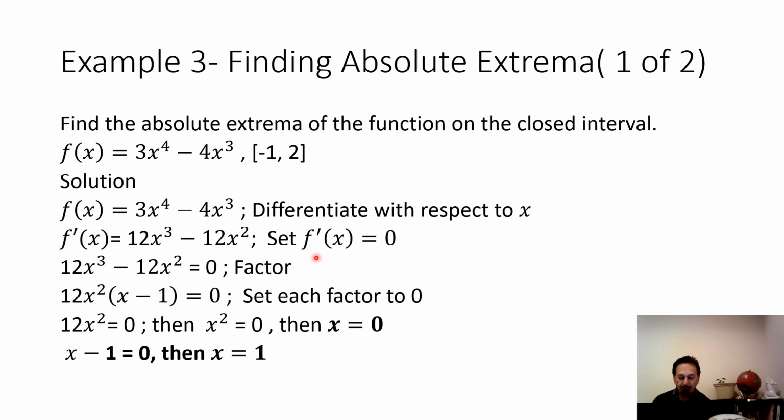Now we set f prime of x to 0. So we have 12x cubed minus 12x squared equals 0. We'll solve for x. Looks like we can factor out 12x squared, leaving 12x squared times (x minus 1) equals 0. Let's set each factor to 0. If 12x squared equals 0, then x squared equals 0, and x is 0. Similarly, set x minus 1 to 0 and solve, then x equals 1. So we have found two critical values, 0 and 1.